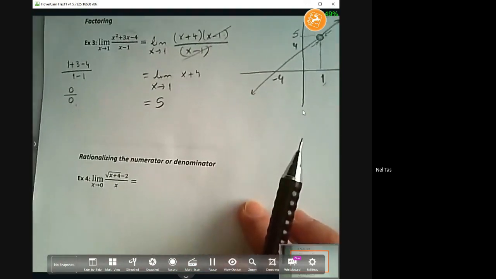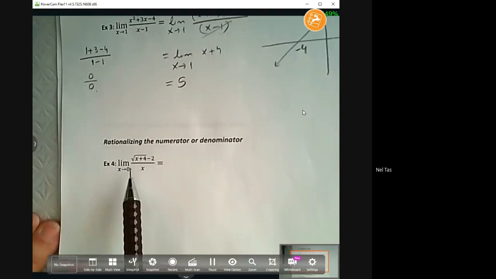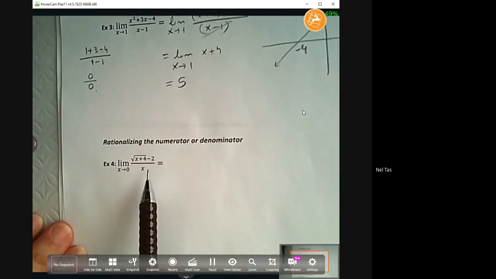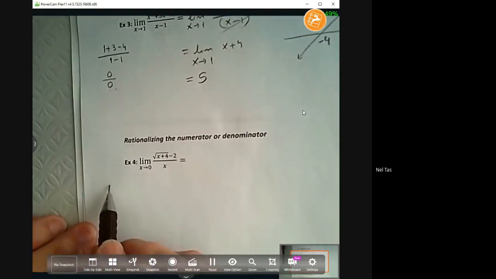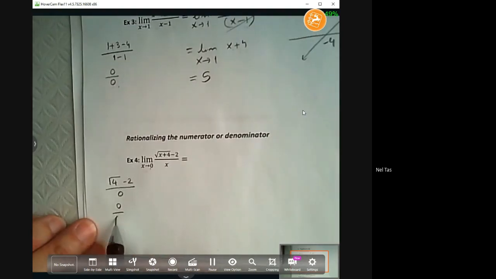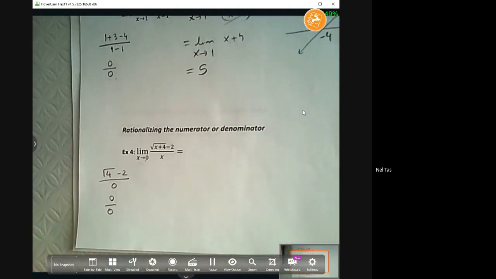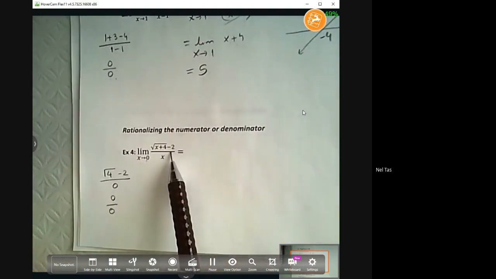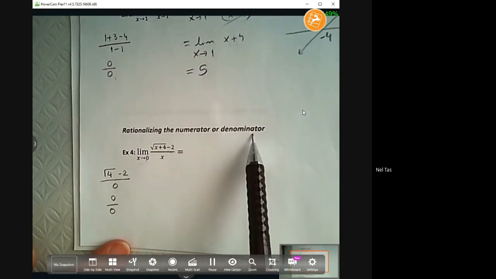Okay. So again, another method is rationalizing the numerator or denominator. So let's say we have the limit of square root of x plus 4 minus 2 over x as x approaches 0. Again, the first thing we want to do is substituting the 0. So when you sub 0, you get root 4 minus 2 over 0, which is 0 over 0. Now you see that substitution doesn't work. Can you factor it? Not really. So what are we going to do? We're going to use the rationalizing numerator or denominator method.